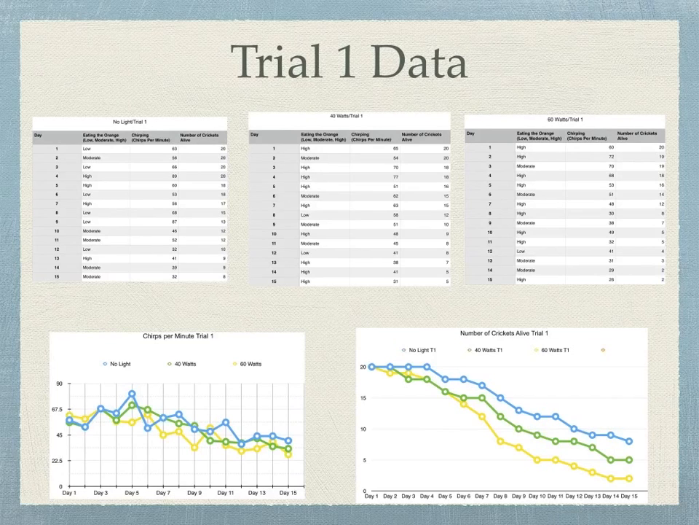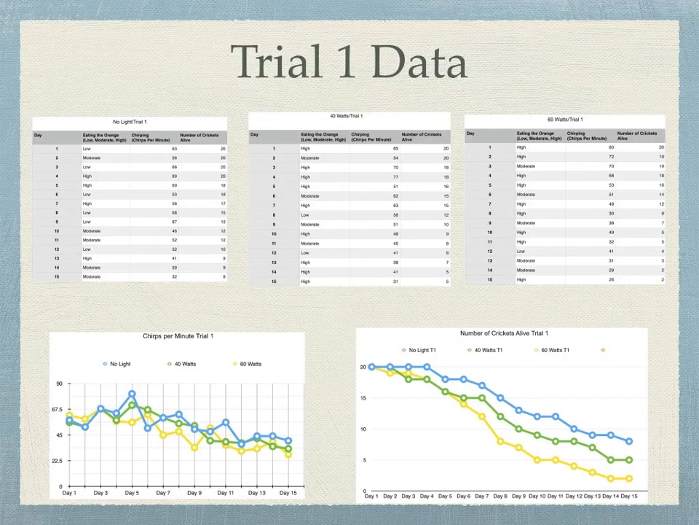And then for the 40 watts trial 1, the eating of the orange was around moderate. The chirping was a little less than the no light, but still a good amount. And then the number of crickets alive after the 2nd day went down by about 2. A couple times it went down by 3.